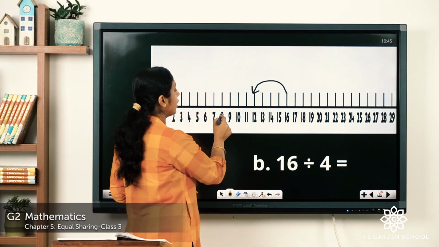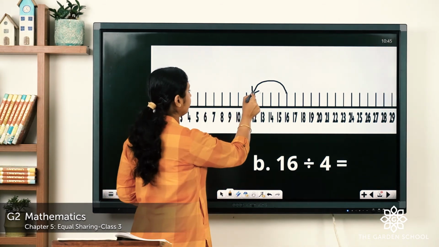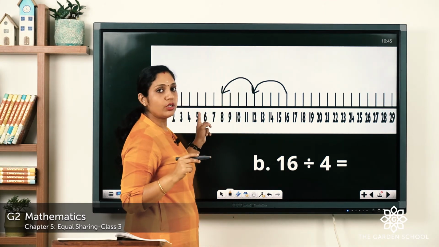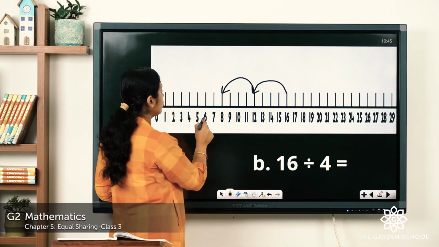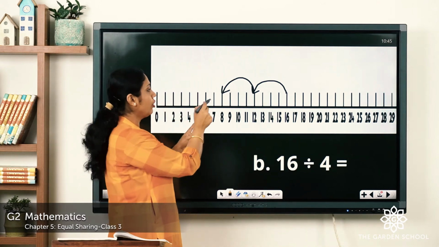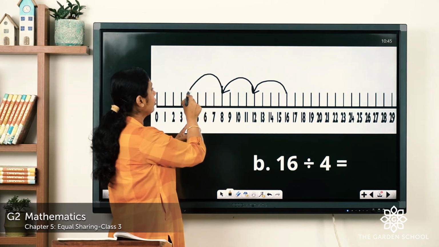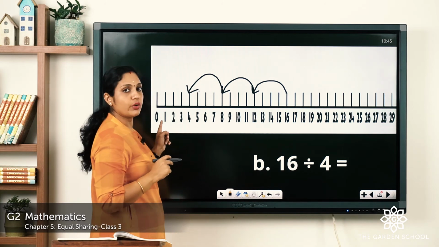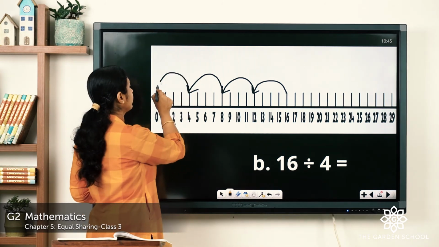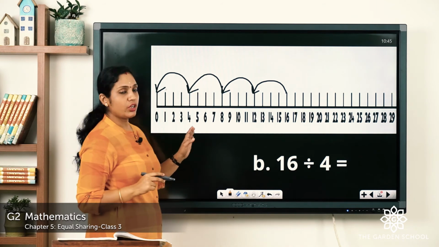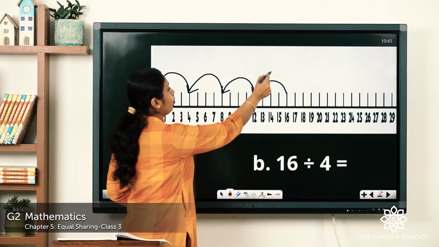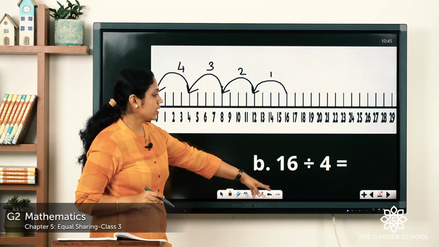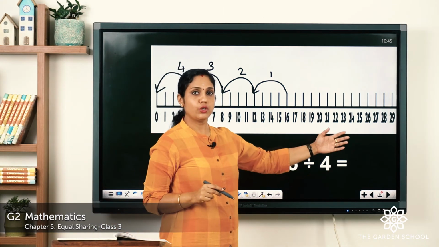1, 2, 3, 4, we reach the number 8. From 8, again you have to count 4 numbers backwards. 1, 2, 3, 4, you reach the number 4. From 4, again 4 numbers back. 1, 2, 3, 4. You reach the number 0. So then count how many times you jumped. 1, 2, 3, 4. So what is the answer? 16 divided by 4 is equal to 4.